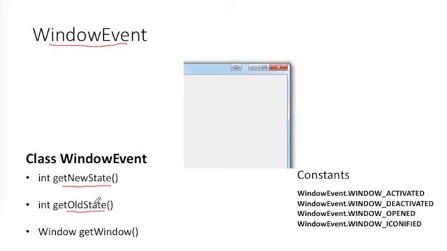Like it was already minimized and you have maximized it. So the old state was minimized. Now the new state is maximized. You can get the reference to a window also. Now these two methods will return the constants which are defined here. That the window was activated or deactivated. What is done to the window, you can get it. What was the previous state or the new state, you can know from this one.